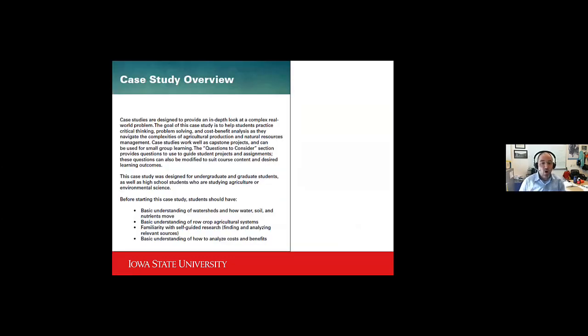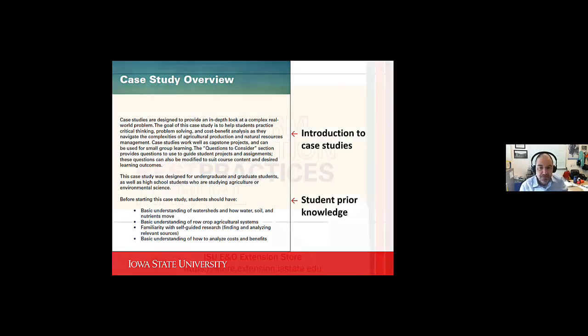Okay, so to walk through these case studies, they give an overview of the problem, an introduction to the case study, and then what the student prior knowledge should be prior to getting into one of these case studies. So basic understanding of watersheds and how water, soil, and nutrients move, some basic understanding of row crop agricultural systems, familiarity with finding and analyzing relevant sources, and a little bit on how to analyze costs and benefits.